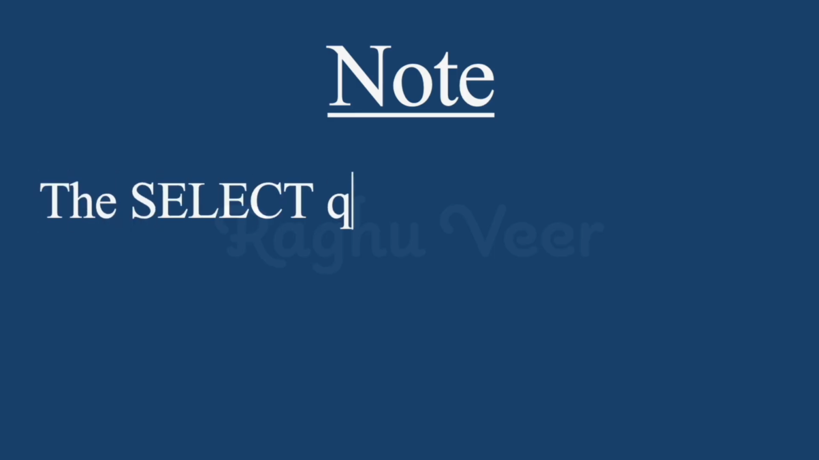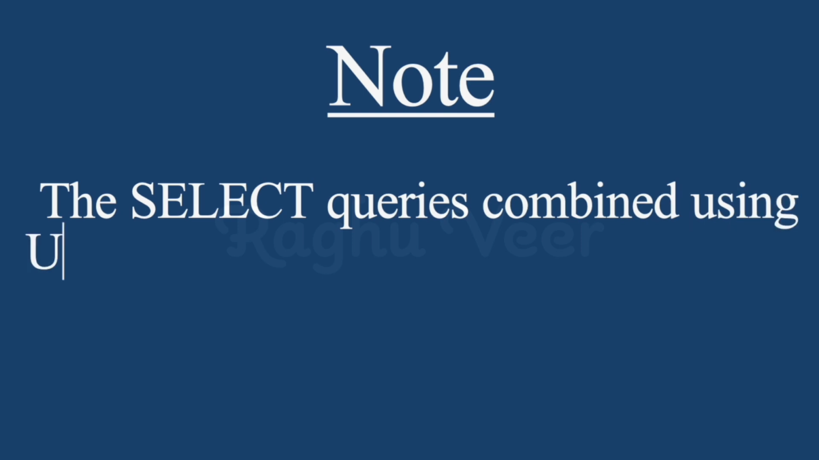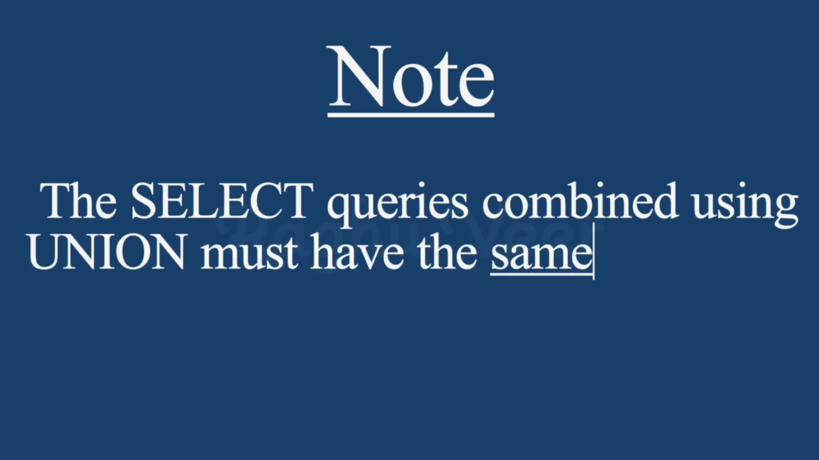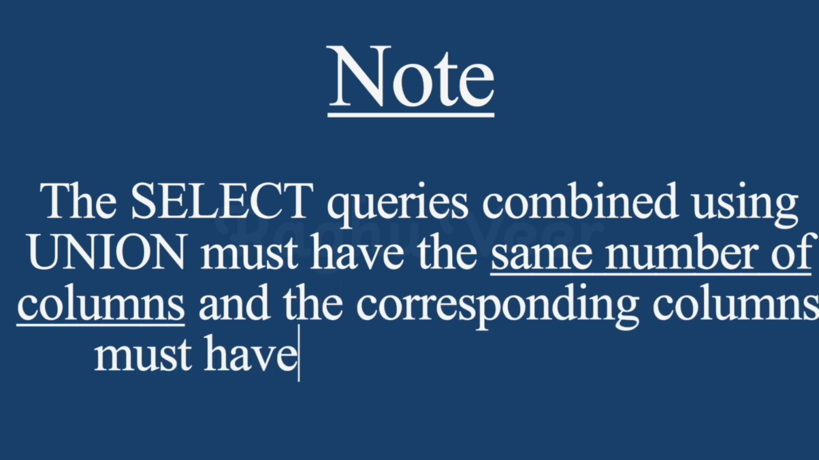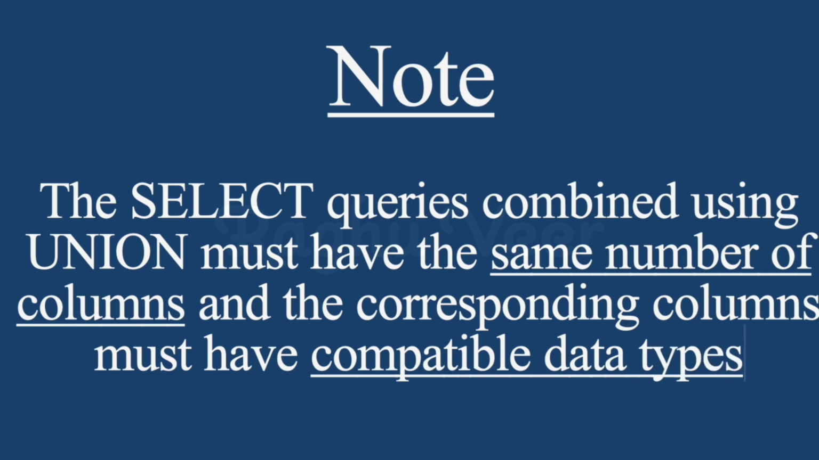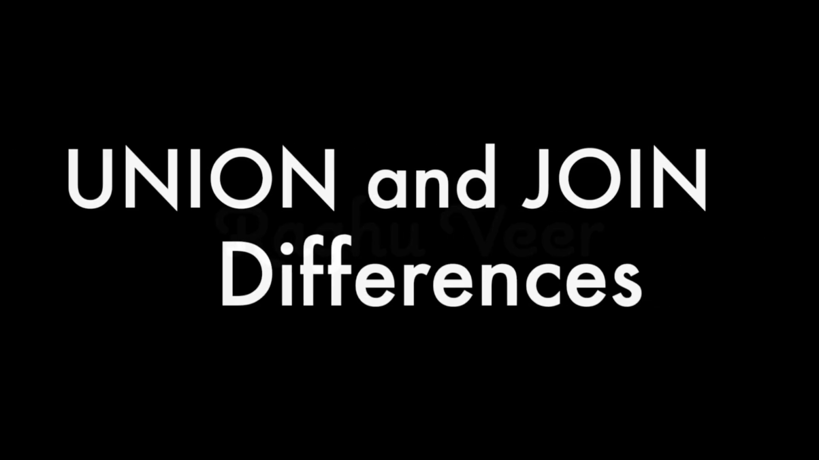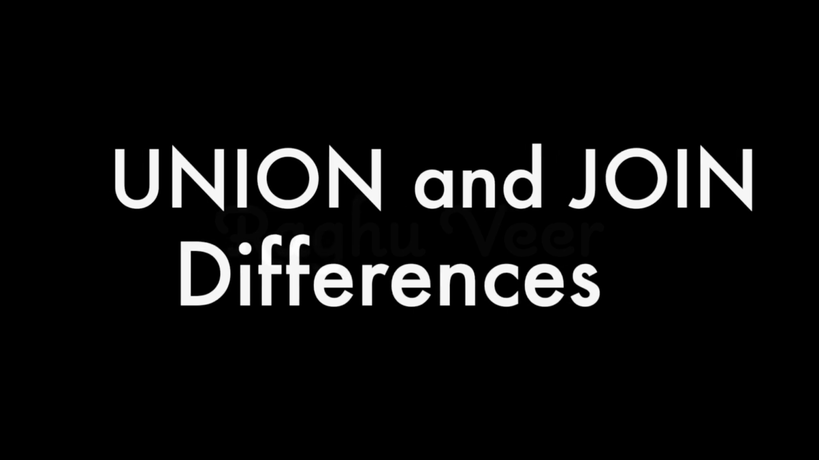One important thing to remember when we use union is that the individual select queries which we want to combine must have the same number of columns, and also the corresponding columns must have compatible data types. For example, you cannot combine integers in a column of one query with strings in a column in the other query. At this point, it's important to remember the differences between union and join.